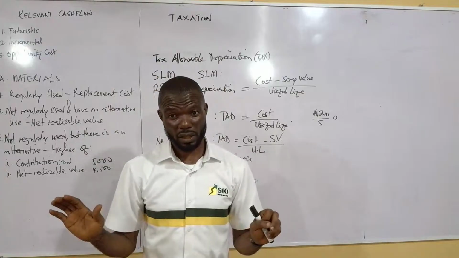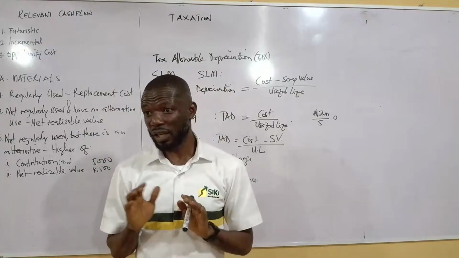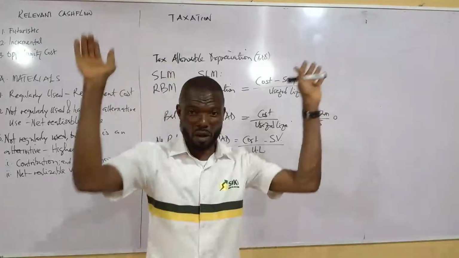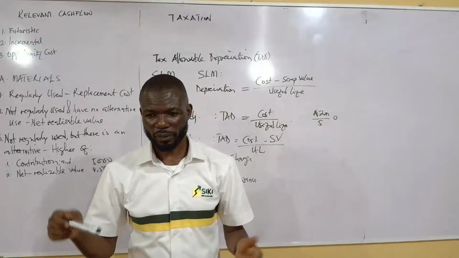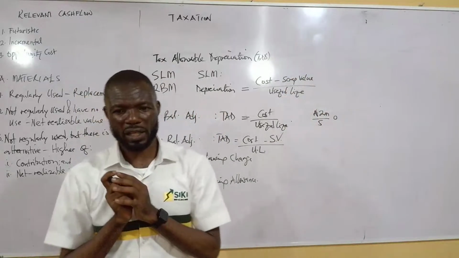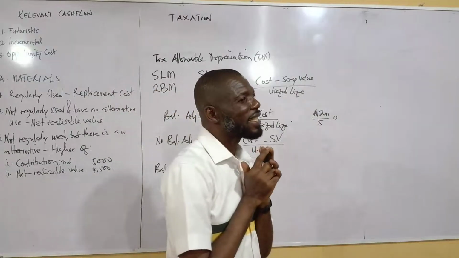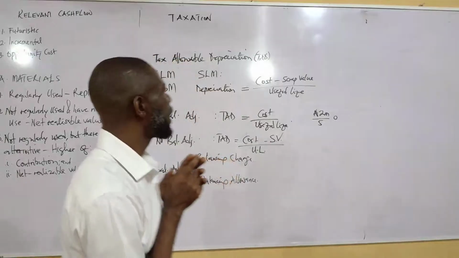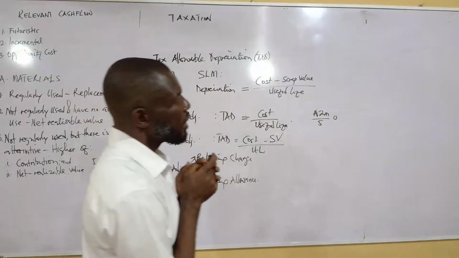You get it? Me, I believe in explanation, not the definition. Go and define it your own way. So that is it about balancing charge. The next is balancing allowance. Flip it.